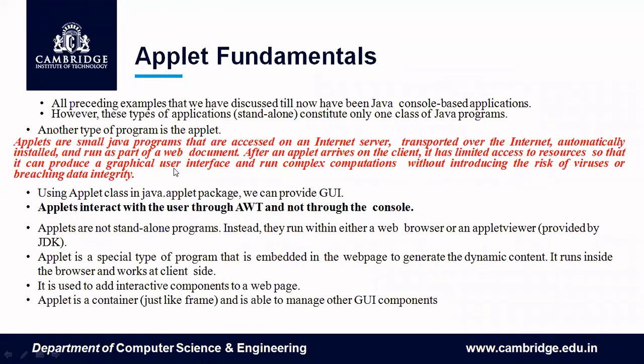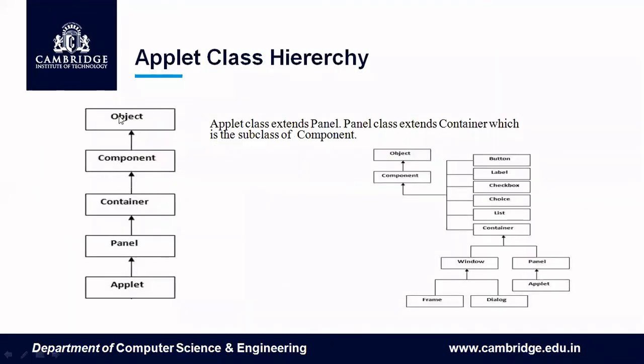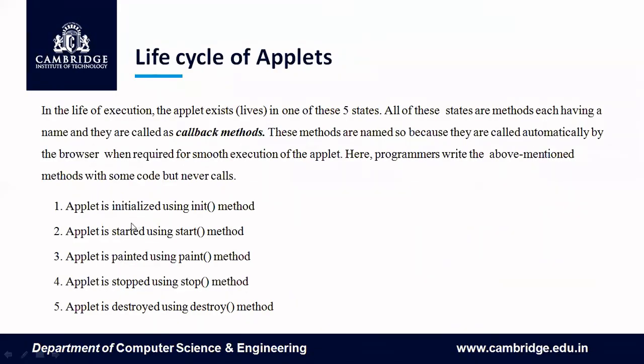To produce a GUI, the container class is available within java.awt. This is the applet class hierarchy: Object, Component, Container, Panel. All these classes are within java.awt, but the Applet class is available within java.applet. This is the life cycle of an applet. During the life cycle, it will be in five states: init, start, paint, stop, or destroy. Init is invoked only once and destroy is also invoked only once. Whenever you minimize the browser, stop will be called. Whenever you maximize the browser, start will be called. Any output to the container should be established with the help of the paint method.